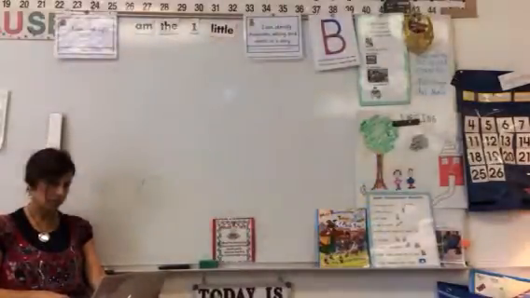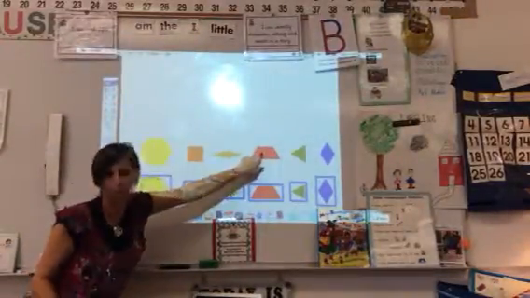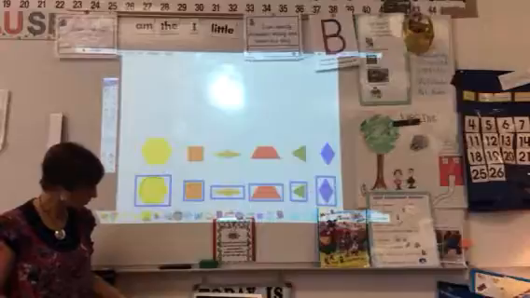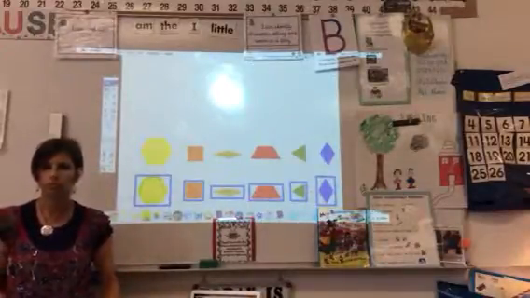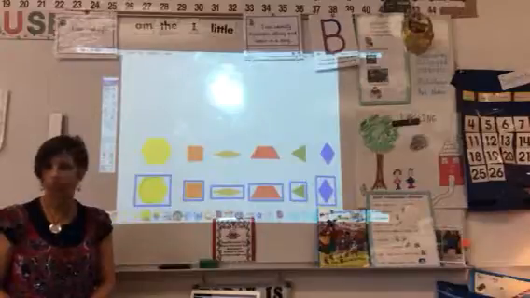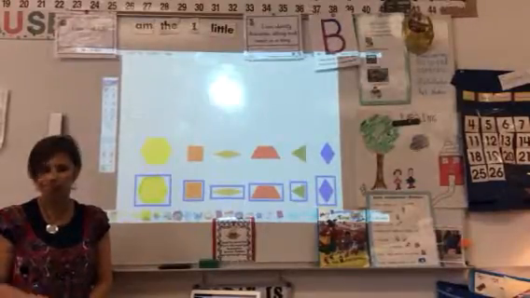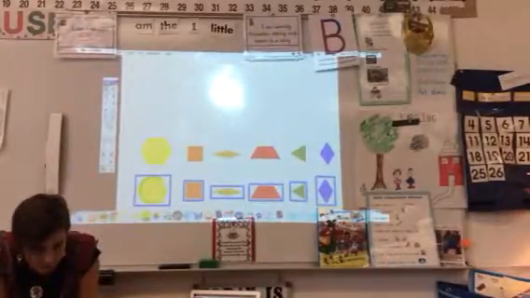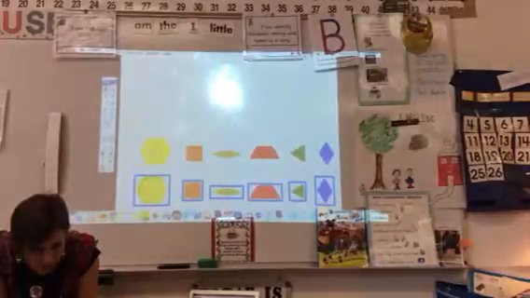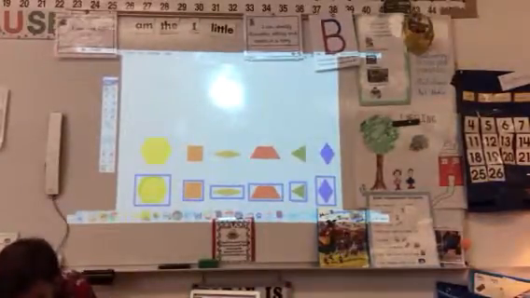A trapezoid. There we go. Back up. What is a trapezoid? If you stick two trapezoids together, they make a hexagon. Yeah, but it's not like one. She shared with you what you shared. What is a trapezoid?